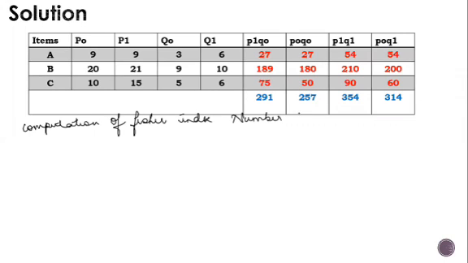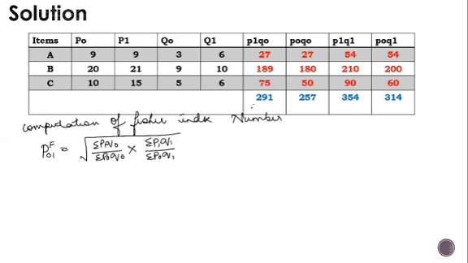Fisher index number. So they have asked us to compute Fisher index number. That means it is Fisher price index number. Okay, first we'll apply the formula. What is the formula of Fisher price index? That is price of the base in the current year under Fisher. It is equal to square root of summation P1 Q0 divided by summation P0 Q0 into summation P1 Q1 divided by summation P0 Q1.